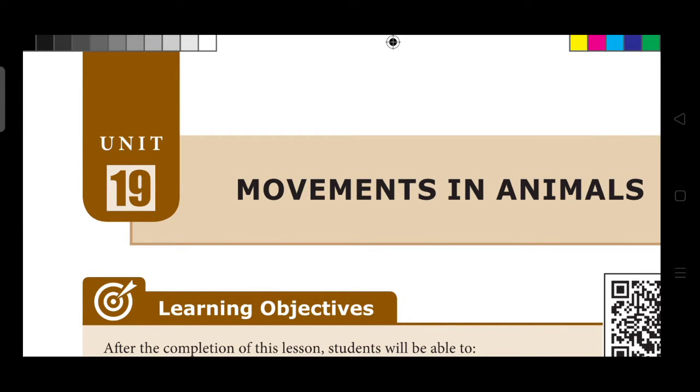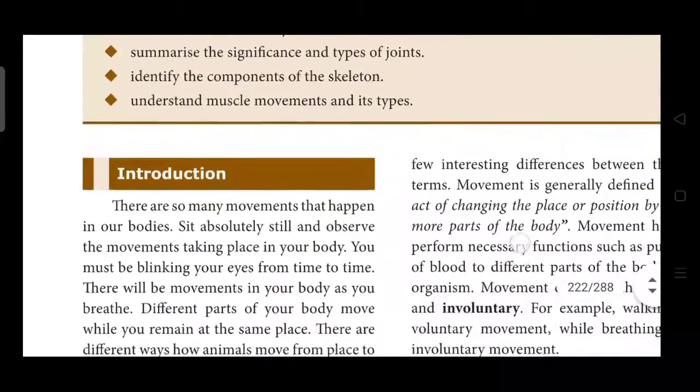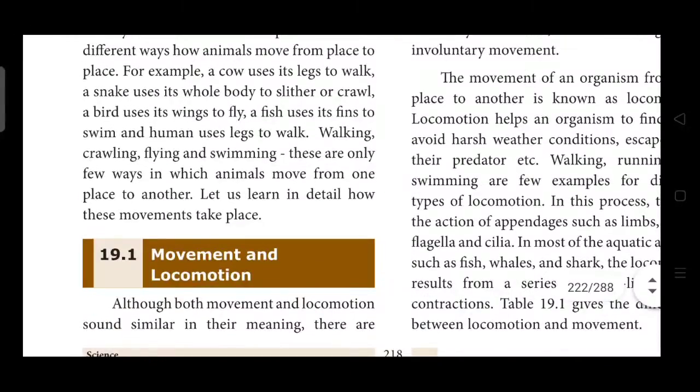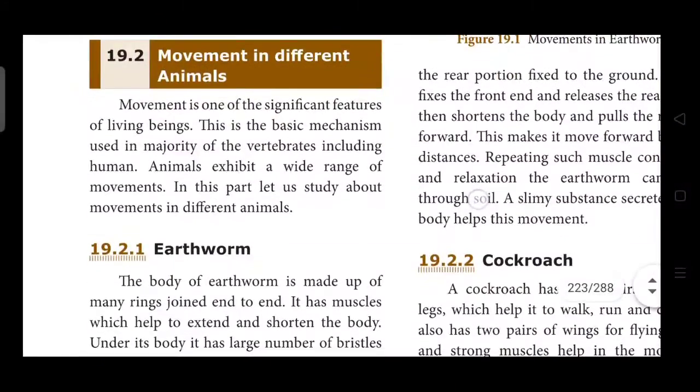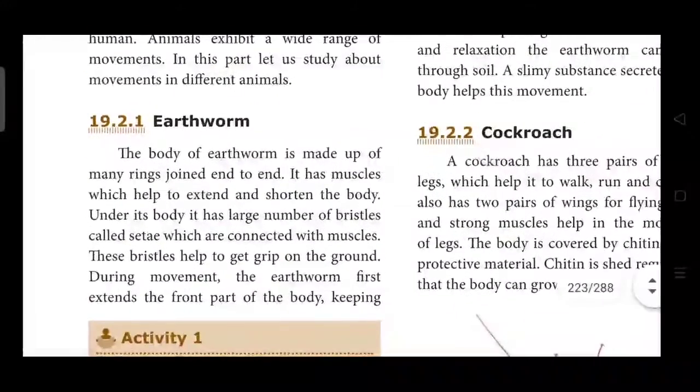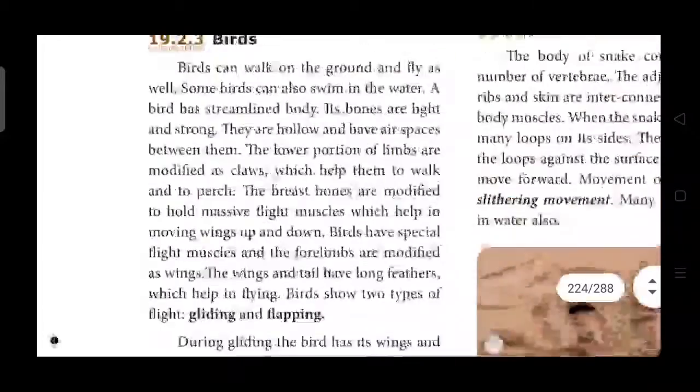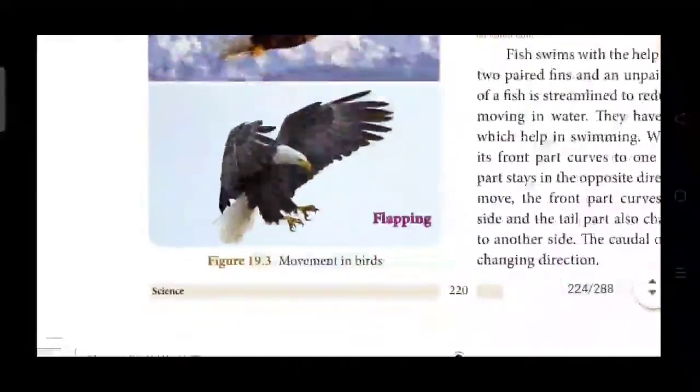Hi students, we are discussing Unit 19, Movement in Animals. So in this lesson, we discussed what is movement, what is locomotion, and what are the different kinds of movement that take place in different kinds of organisms like earthworm, cockroach, birds, snake, fishes, etc.